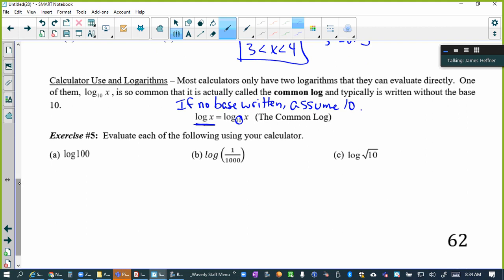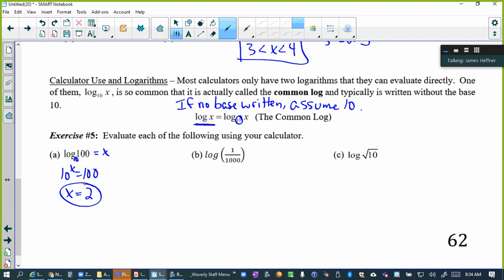What's the base of this, guys? The base is 10, right? So 10 to the x power equals 100, right? And we can write 100 with a common base, 10 to the second power. I think we can just say x equals 2, right?